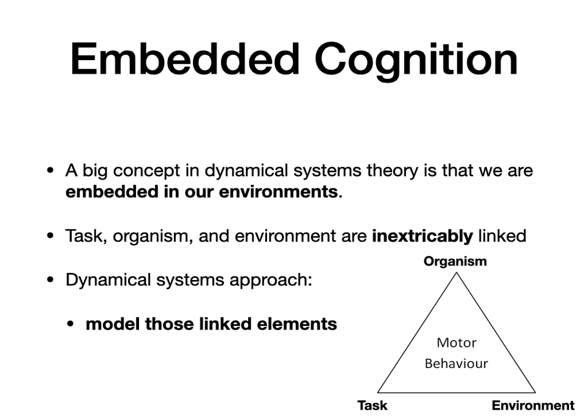The big dynamical systems theory concept is that we are embedded in our environment. So the task, the organism, and the environment are inextricably linked. And if we ignore the task and the environment, and we just focus on the specific neurons of the organism, not even the body, we are missing the vast majority of the story, according to dynamical systems folks.